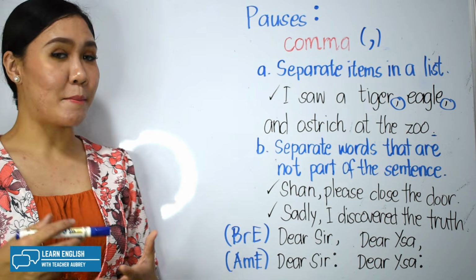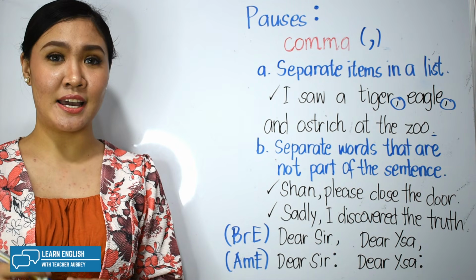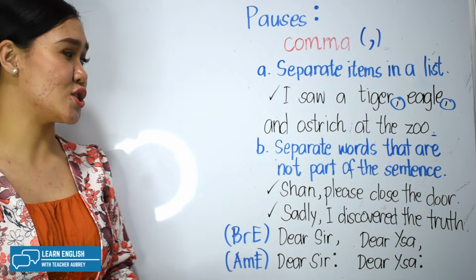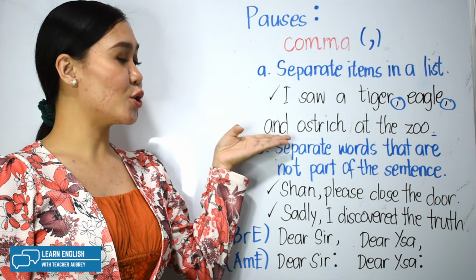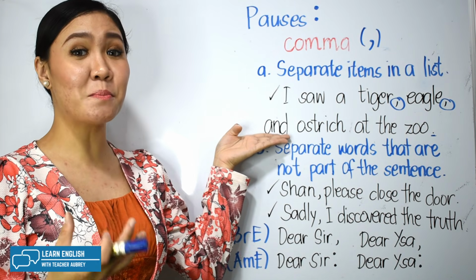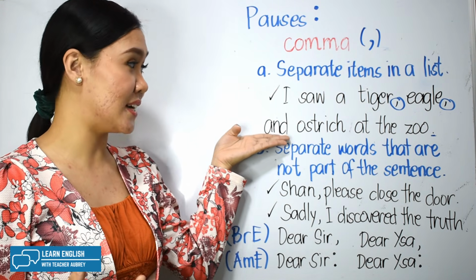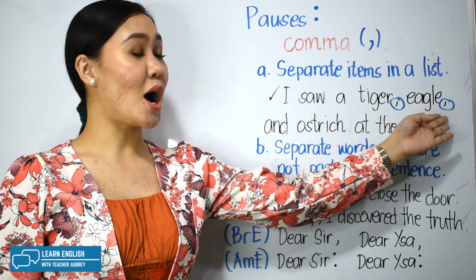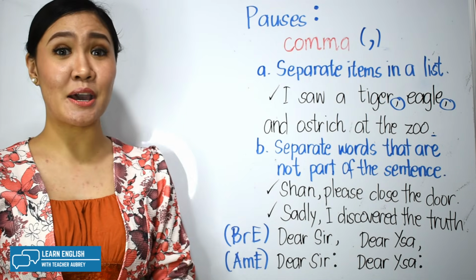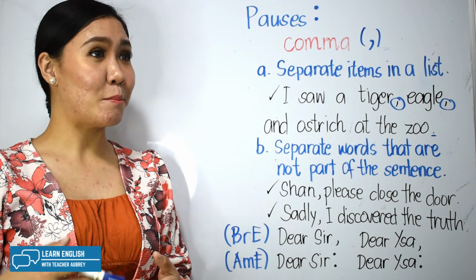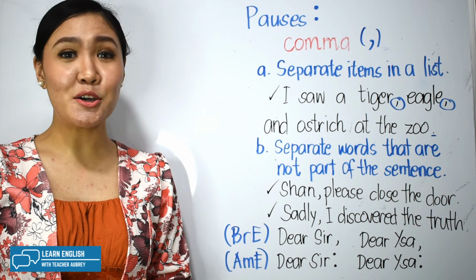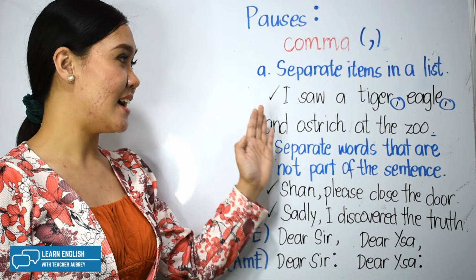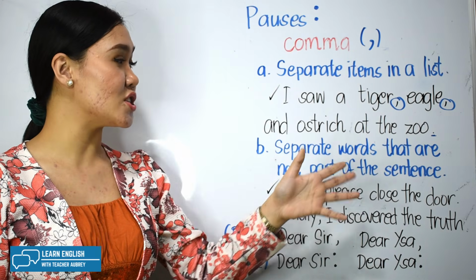Kapag sa isang pangungusap, ang panghuli dun sa list, karaniwan ay mayroon ng salitang and. Dito, kapag gumamit na kayo ng and, bago nyo sabihin yung pangatlo doon sa list of items sa pangungusap ninyo, maaari pa rin naman kayong gumamit ng comma. Pwedeng hindi, pwedeng oo. Pero para mas maipakita nyo na nagbigay kayo ng list, gumamit na kayo ng comma. I saw a tiger, eagle, and ostrich at the zoo.